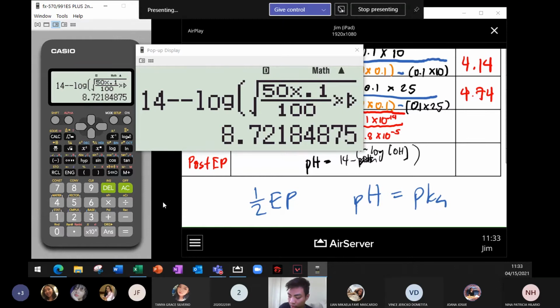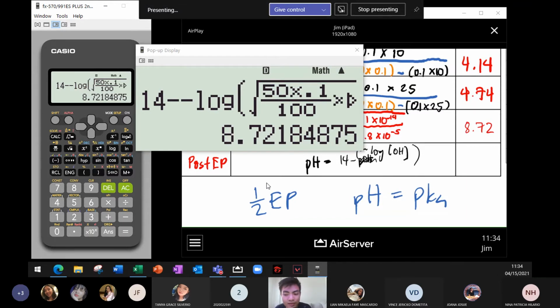Pwede ko pala i-ganyan, no? Ngayon ko lang nalaman. So, the pH at equivalence point is 8.72, which is consistent sa sinabi ko kanina that the pH at equivalence point for a weak acid strong base titration is greater than 7. Bakit uli ganon? Kasi conjugate base meron tayo sa solution, kaya ganun. Okay. Kaya siya basic.